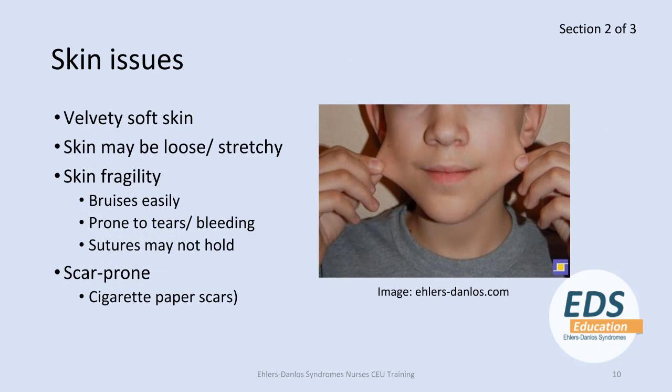Skin issues with EDS can include loose and stretchy skin, but also very fragile skin, which bruises easily, is prone to tears and bleeding, and poor wound healing. Sutures may not hold, and things like staples or tape may cause reactions to the skin. Some patients have atrophic scarring, and there's one scar in particular called a cigarette paper scar due to the appearance.